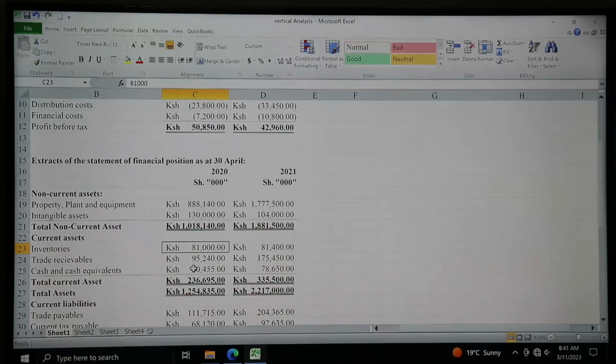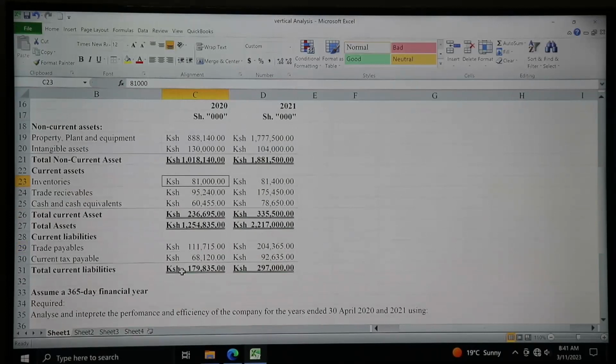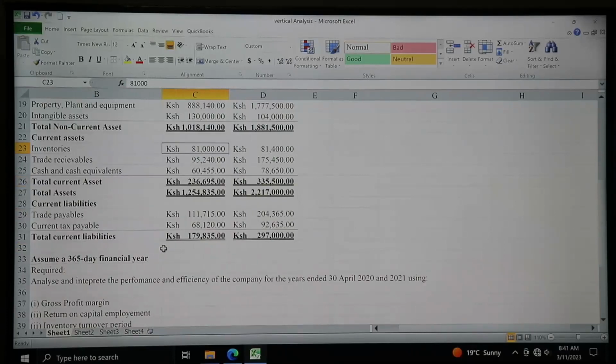And then you multiply by 365. So you get this, then you'll be able to compute the inventory turnover. So maybe someone can try to put that formula and check what you get as the results. So we have the inventory over cost of sales, then multiply by 365. Let's do it together.